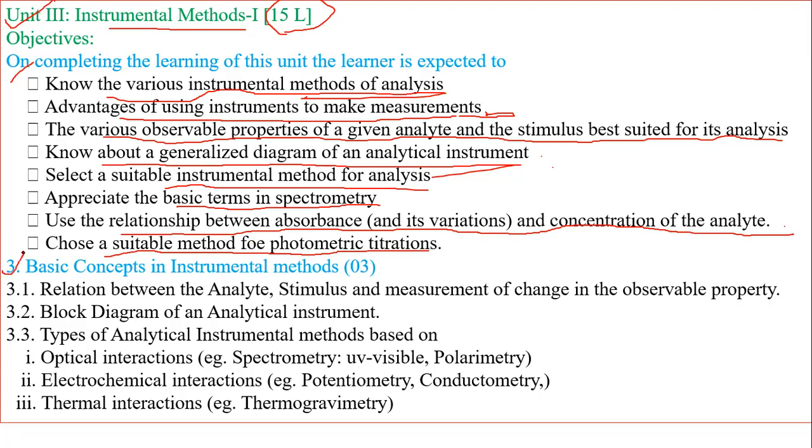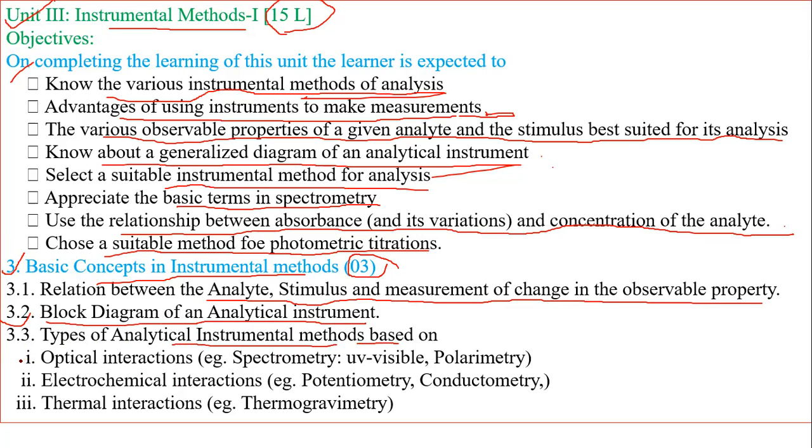So we'll start now. Actually, what is the matter included in this unit and the syllabus? Basic concepts in the instrumental method: the relation between analyte, stimulus and measurement of a change in an observable property. After that, we are going to study the block diagram of an analytical instrument. What is a block diagram? After that, types of analytical instruments, that we are going to learn.